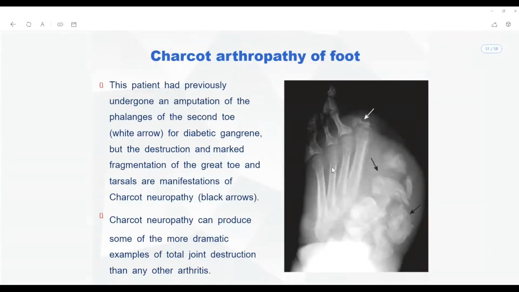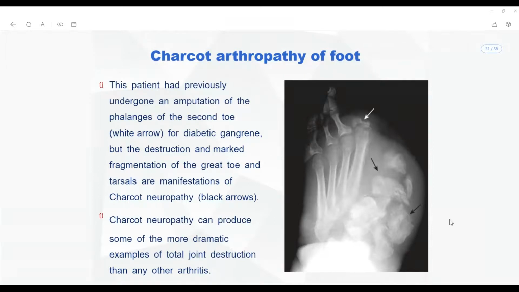Most of the time there will be total joint destruction here. A characteristic feature, if it is due to diabetes, is that you can see it in the great toe and the tarsals. So remember, the great toe and the tarsals are the ones more frequently involved in Charcot neuropathy. Or simply you can call it the lower extremities or the distal joints, which is a characteristic feature of Charcot arthropathy.